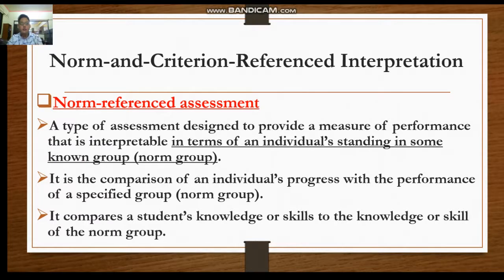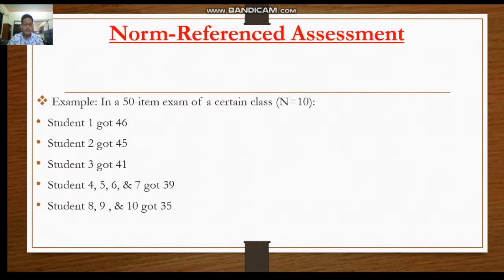Again, the performance of student 1 versus the performance of the whole class, or his classmates, or the group to which student 1 belongs, the norm group. So let's say for example here, we have a 50-item exam of a certain class. This section has only ten students, let's just say for example. Now, student 1, out of the 50-item exam, got 46.